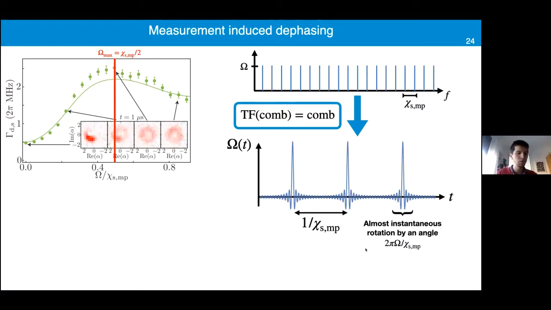And what the theory we developed explains is that we need to maximize the excited population of the qubit to have the fastest measurement. And so for that, we want to make pi pulses. We want those instantaneous rotations to be pi pulses. And so omega max equals chi; when omega is equal to chi-SMP divided by 2, we satisfy this condition.